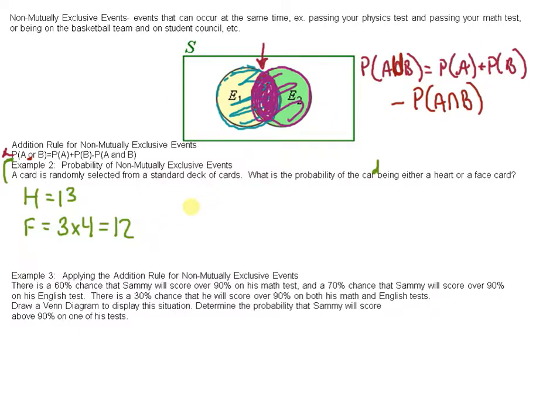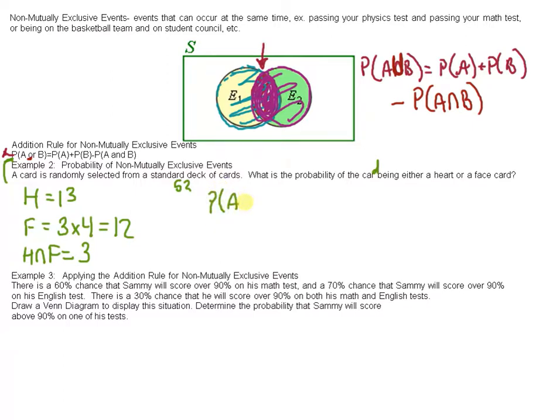Okay, so what we actually have to think about is how many hearts and face cards are there. So how many hearts are face cards? So out of the 13, there are 3. So there are 3 that we actually double counted. And the standard deck is 52 cards. Standard deck, 52. So let's go.